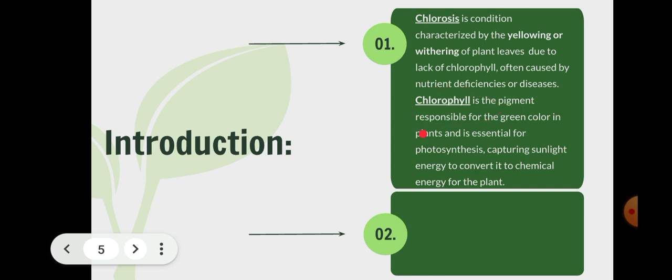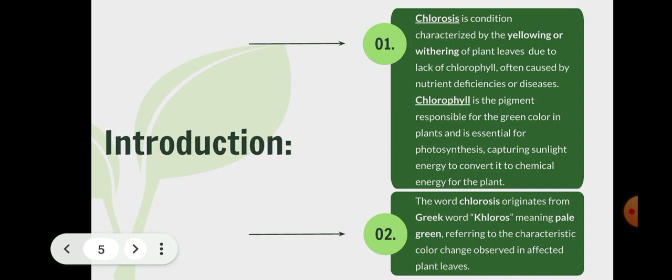Chlorophyll is basically a pigment which is responsible for the green color of plants, and it is very essential for the process of photosynthesis. In photosynthesis, sunlight is captured and it is converted into chemical energy, which is the food for the plant. This word originates from a Greek word which is chloros. It is basically a color which refers to pale green. This is because of the characteristic color change that occurs in the leaves due to chlorosis.